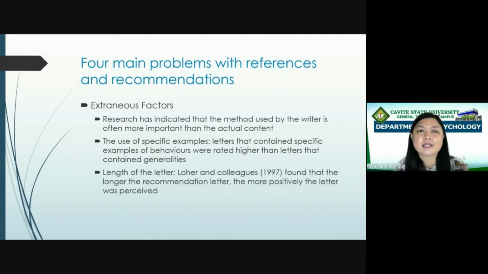So dapat ay maganda yung letter, maayos, malinis, pag yung reference sa referencing, nakaka-affect din syempre yung pagsagot, noong sasagot, noong tatawagan, and whatsoever. So, these are 4 main problems with references and recommendations kasi, yun nga, may outside person who will be asked of your characteristics, let's say as an applicant or an employee.